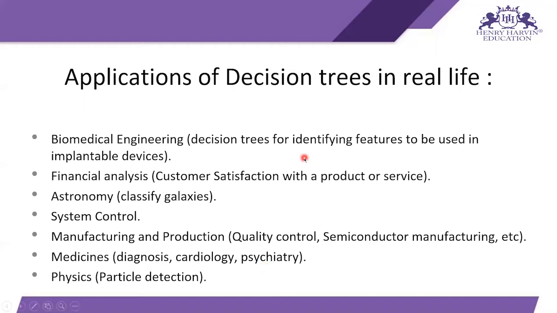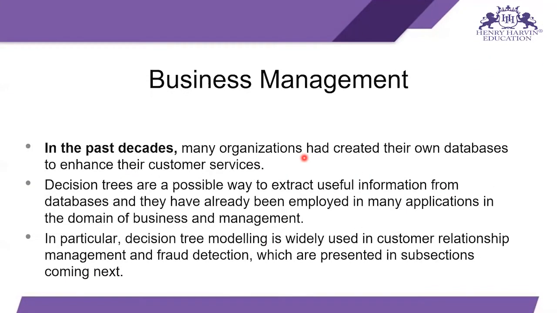So let's talk about some of these applications in detail. First will be business management. In business management also we use this decision tree. In the past decades, many organizations have created their own databases to enhance their customer service. So they enhance their databases so that they can extract data from them to enhance their customer service. Decision trees are a possible way to extract useful information from databases, and they have already been employed in many applications in the domain of business and management.